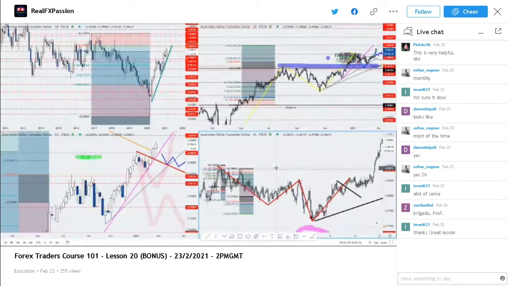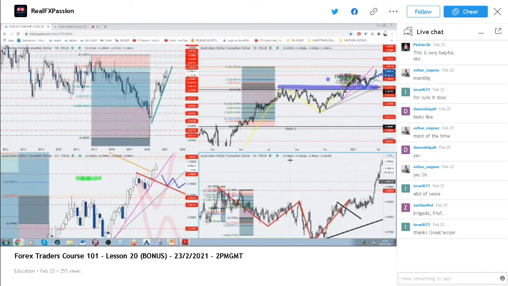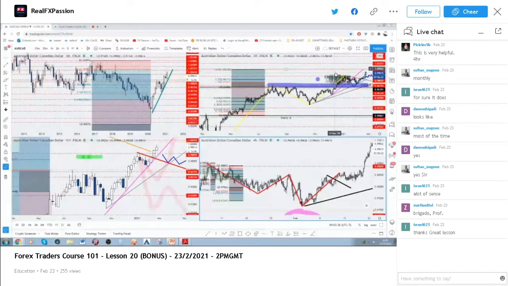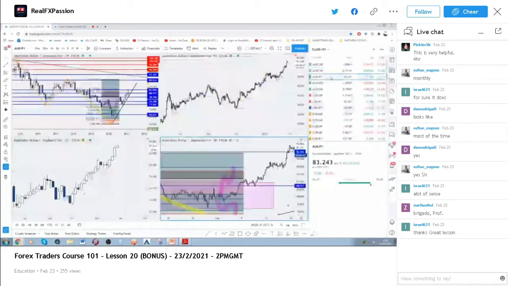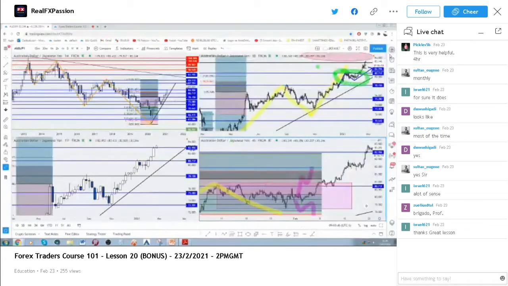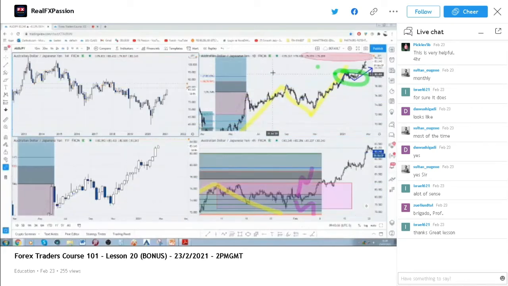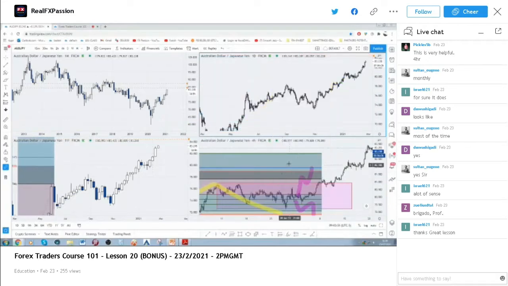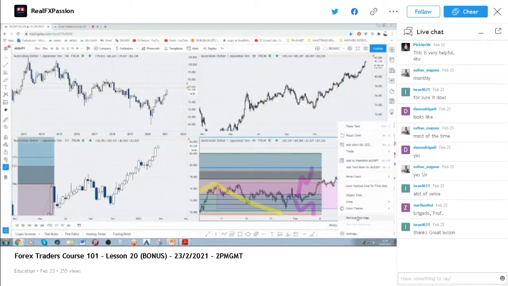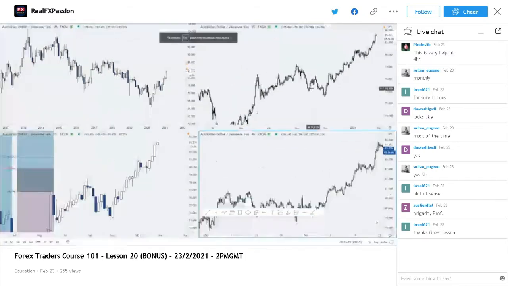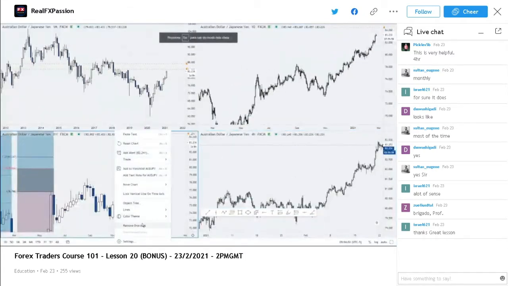Lastly, I believe it was GBP JPY, right? Or instead of AUD CAD, we can check AUD JPY, right? Maybe even better. AUD JPY. Okay, everybody, AUD JPY, something like this. And I'm going to remove the drawings.